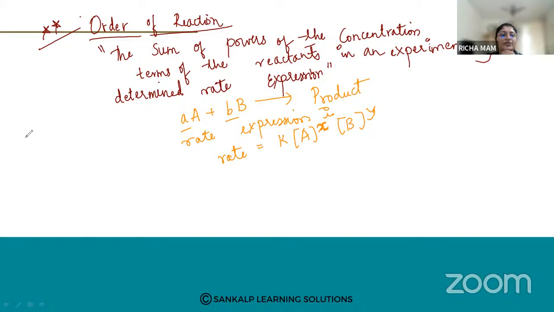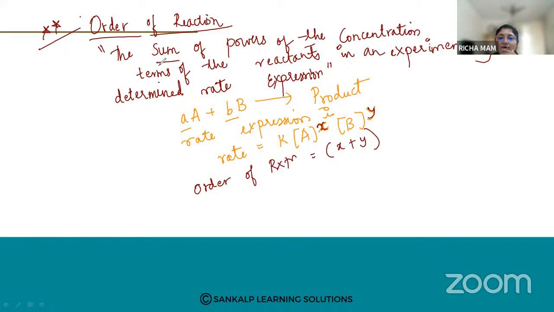Okay, so next, what is the order of reaction now? By definition, what is the definition of order of reaction? That is the sum of the powers of the concentration terms of the reactants in an experimentally determined rate expression. So order of reaction is given as the sum of the powers. So what are the powers? X and Y. So let us take X plus Y, right?